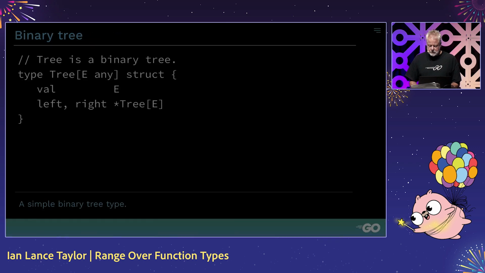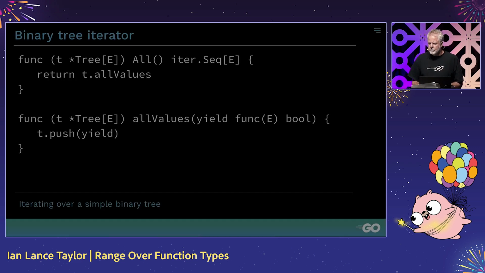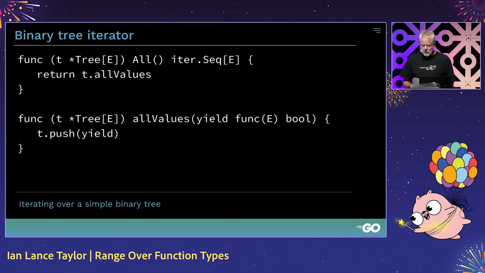As an example of how convenient the push iterator can be to loop over a container type, let's consider this simple binary tree type. I won't show the code to insert values into the tree, but naturally there should be some way to range over all the values in the tree. By convention, the all method returns an iterator over the values. The iterator itself is the all values method.